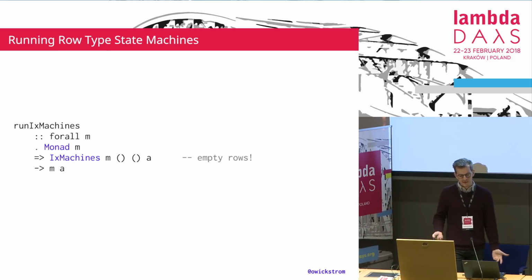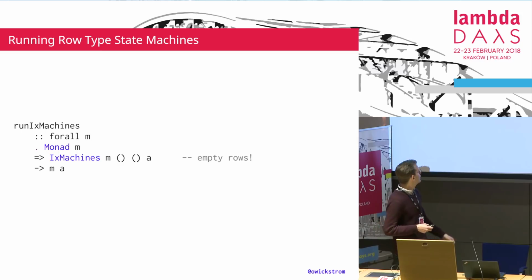And then we can have a type signature requiring that each created state machine must be removed. So in this example, we go from an empty row to an empty row. So everything that happens in this computation has to kind of clean up after itself.